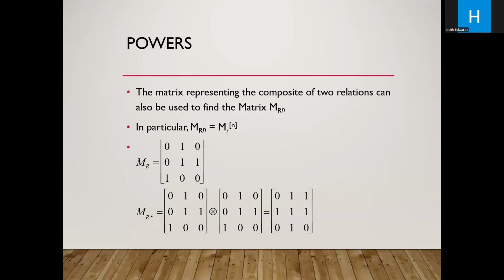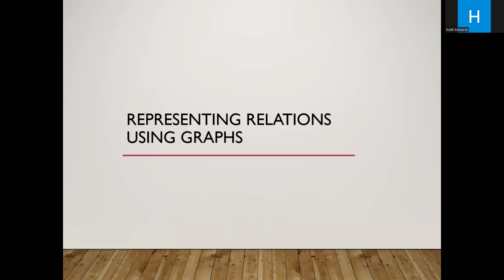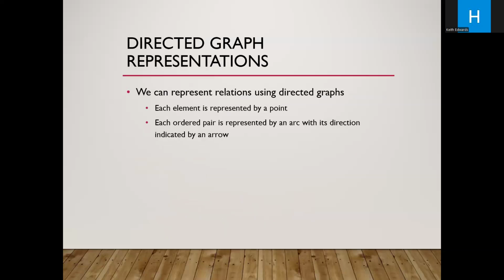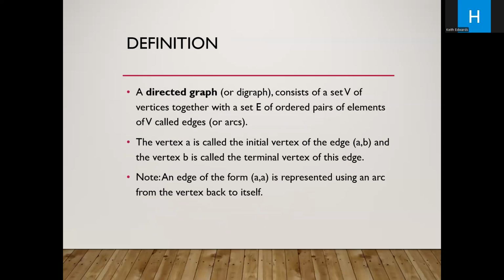A more visual way to deal with relations or represent them is through graphs. Basically, a relation is essentially a directed graph. Each element is represented by a point, and each ordered pair is represented by an arc with its direction indicated by an arrow. So a directed graph, or digraph, consists of a set V of vertices together with a set E of ordered pairs of the elements, and the elements of E are edges.